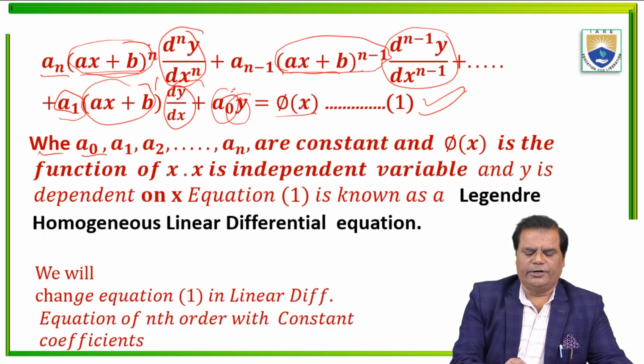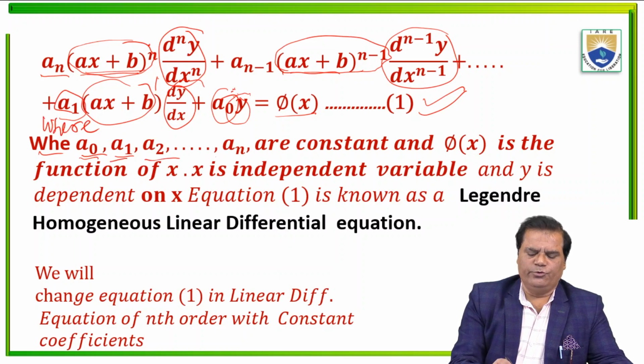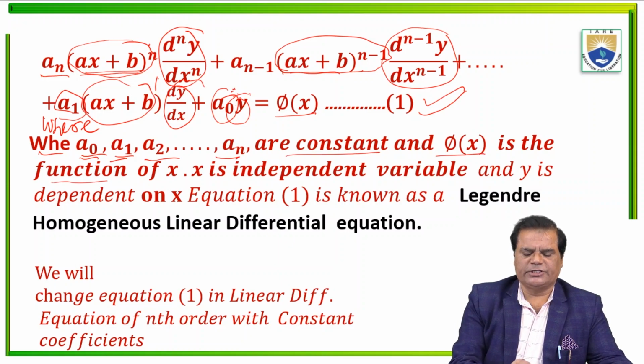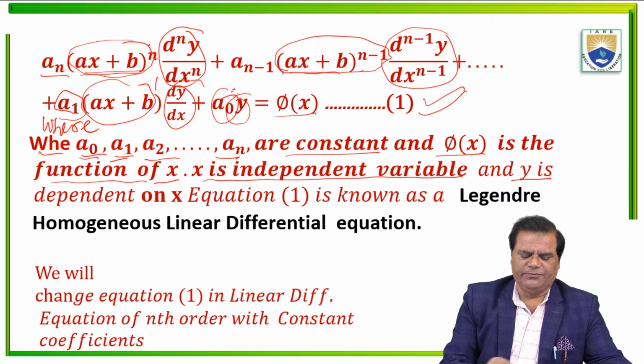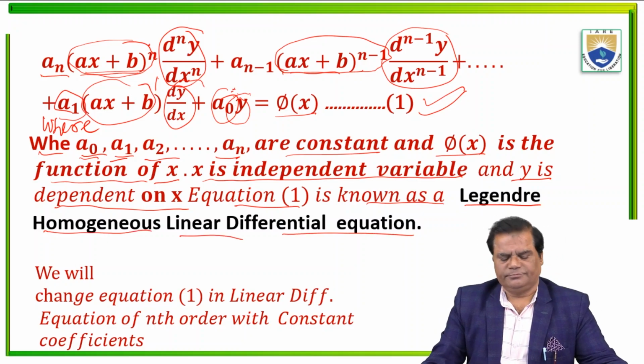This equation is the general Legendre homogeneous equation, where A0, A1, A2, An are constants, and phi x is a function of x. X is the independent variable in this equation and y is dependent on x. Equation 1 is known as a Legendre homogeneous linear differential equation.